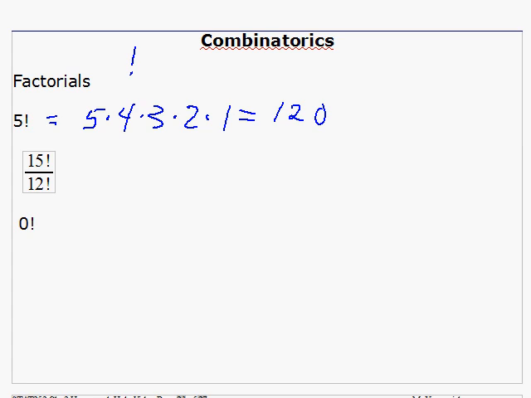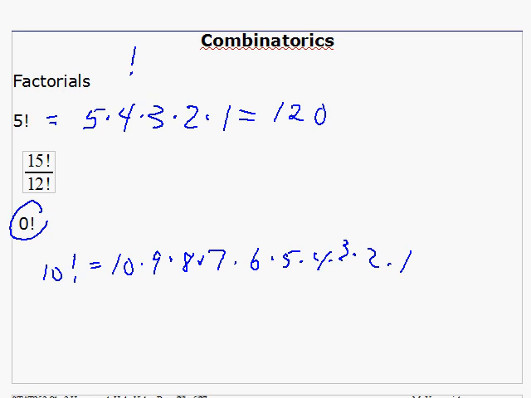It doesn't matter what number you start with, as long as it's greater than or equal to 0. You don't use factorials on negative numbers. So if you had 10 factorial, you'd just be 10 times 9 times 8 times 7 times 6, and you go all the way down, times 4 times 3 times 2 times 1. But you don't multiply by 0, because the answer would be 0, of course. That's interesting. You don't multiply by 0 because you can take 0 factorial. I'll show you how that works in a minute.